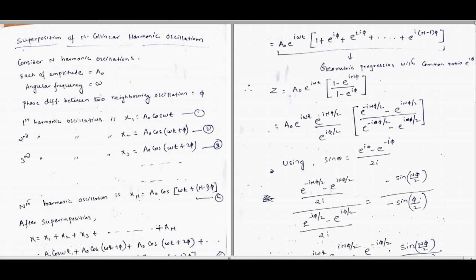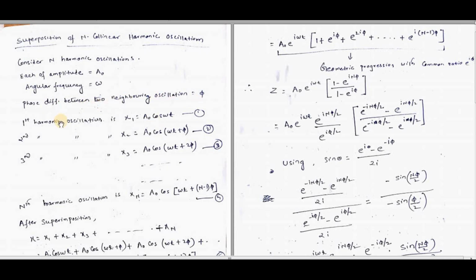My next topic is superposition of n collinear harmonic oscillations. That means what will be the resultant if we superimpose more than two simple harmonic oscillations. So for example, we have n number of harmonic oscillations, each having amplitude A0, angular frequency omega, and the phase difference between two neighboring oscillations is phi.